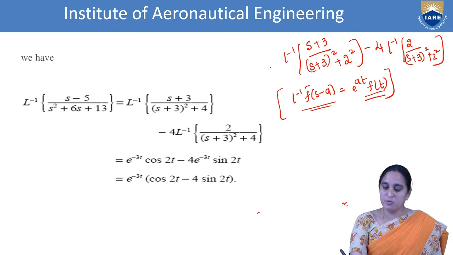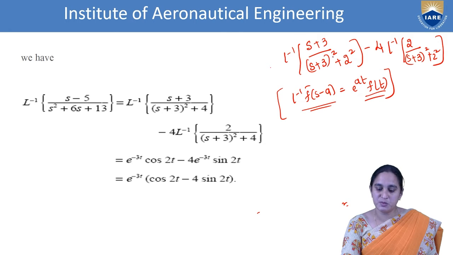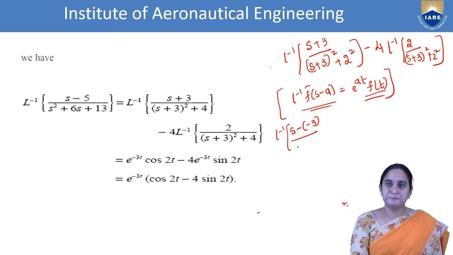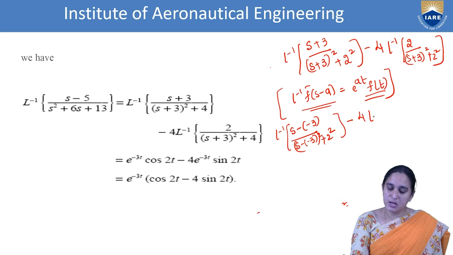Once you see the above step here, Laplace inverse of (s plus 3) by (s plus 3) whole square plus 2 square, what is the form of this? It is in the form of Laplace inverse of f bar of (s minus a). But here what is a? That is Laplace inverse of (s minus of minus 3) by (s minus of minus 3) whole square plus 2 square, minus 4 into Laplace inverse of 2 by (s minus of minus 3) whole square plus 2 square.